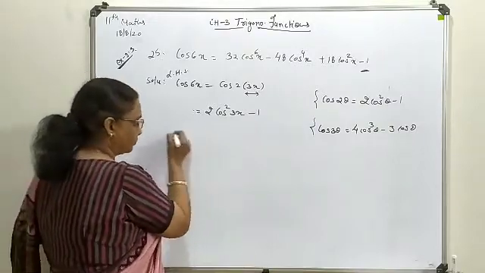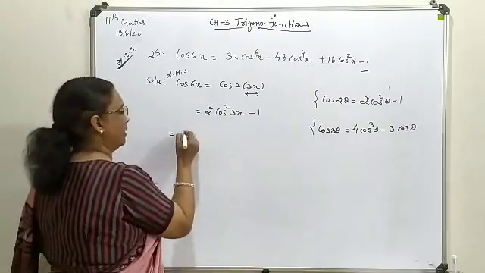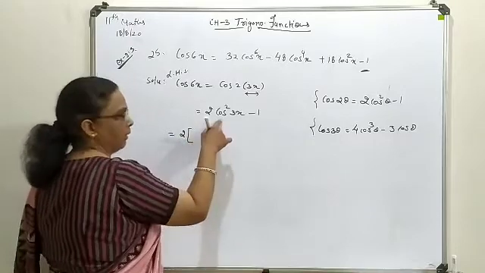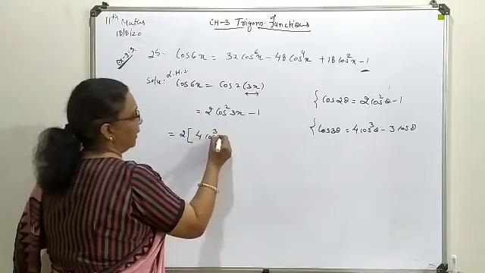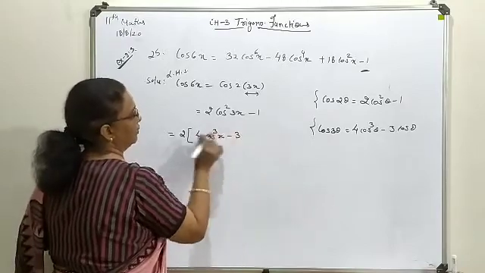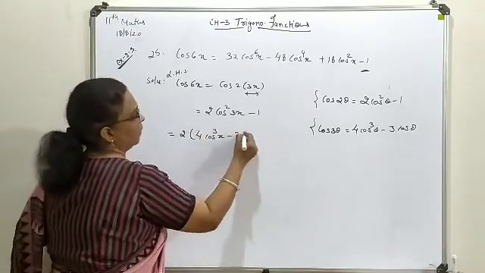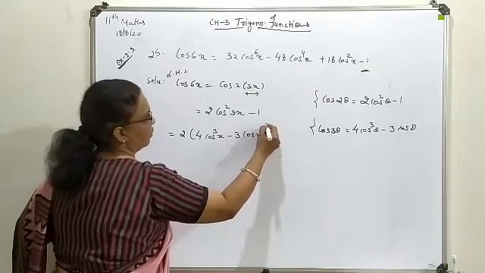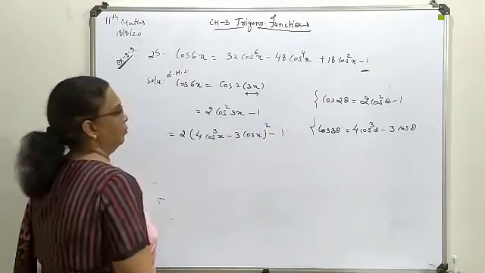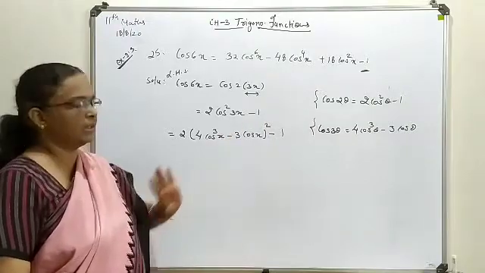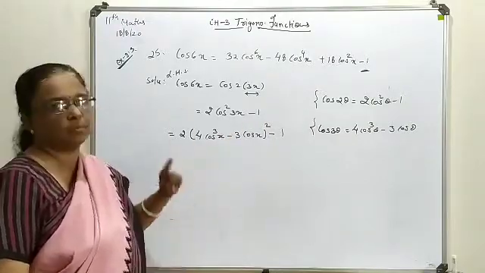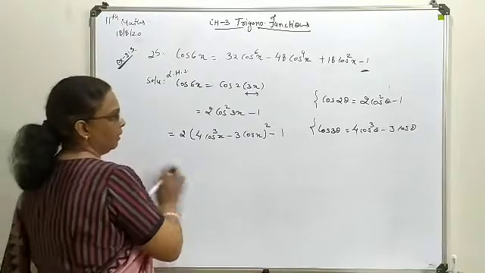Now here, this we will write as 2 into (4 cos cube x minus 3 cos of x) whole square minus 1. Now it is to be expanded with the square power, as (a minus b) whole square. So let it be expanded.